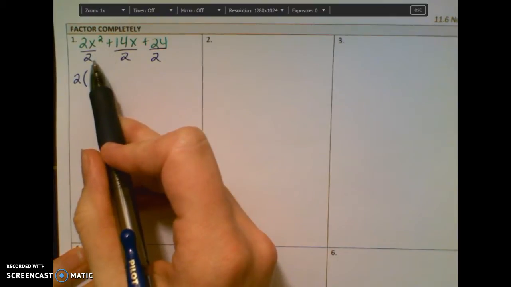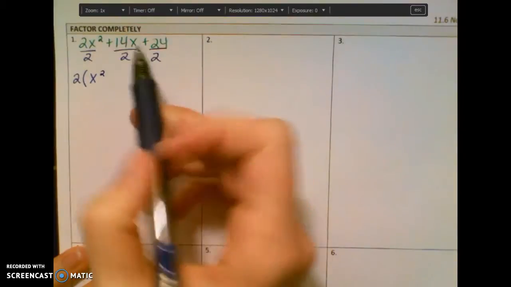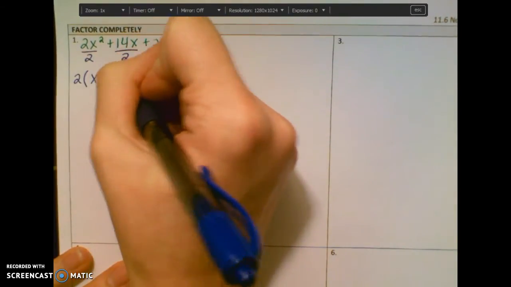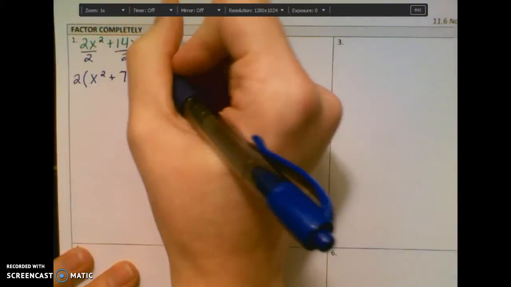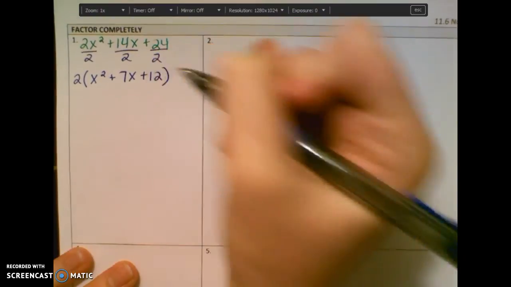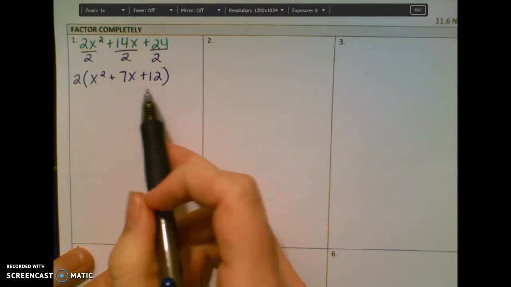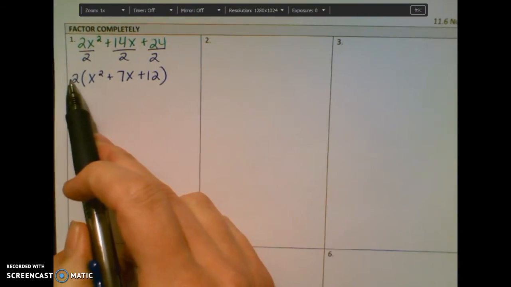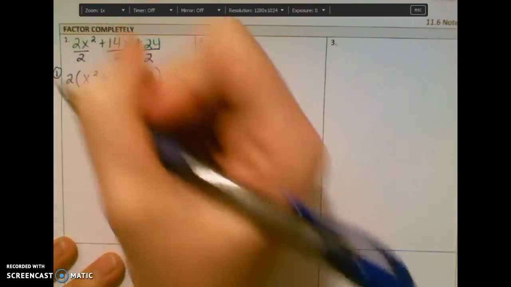2x squared divided by 2. Well, those 2's will cancel, and that gives me an x squared. 14x divided by 2 gives me a positive 7x. And 24 divided by 2 gives me a positive 12. Now I just need to look real quick and see, is there anything else I can factor out of all of these? And no, there is not. So I've gotten the entire GCF out, which is great. So that was step 1, factoring out the GCF.